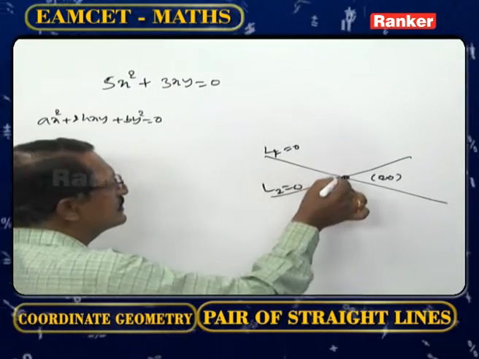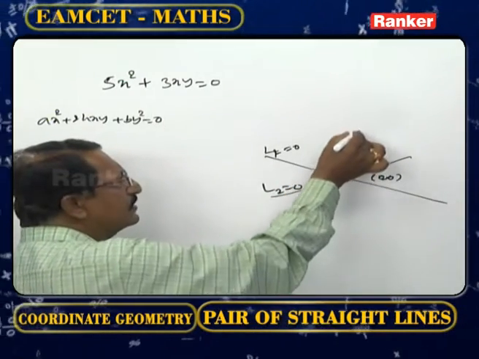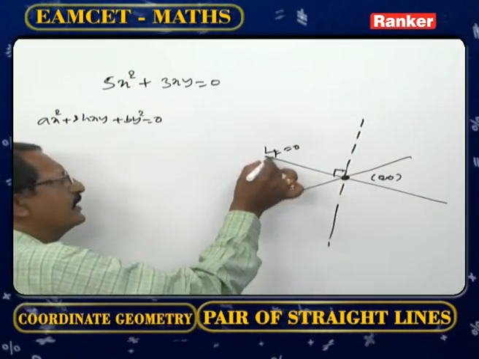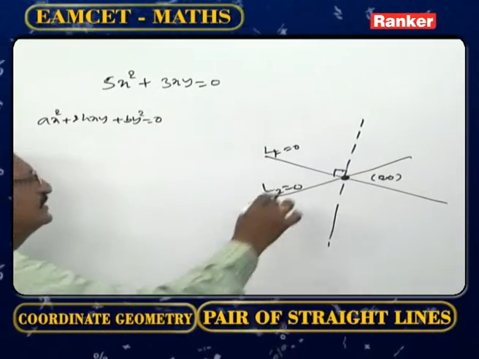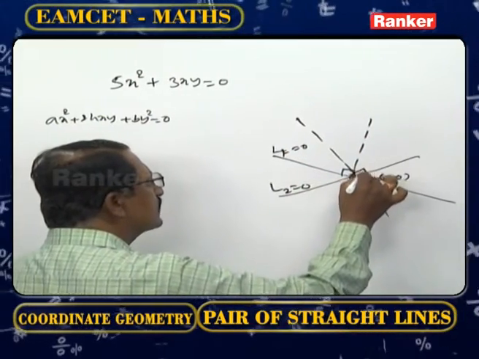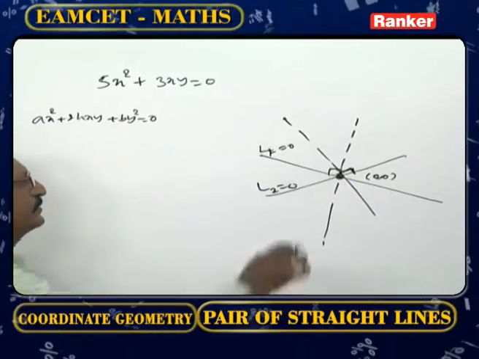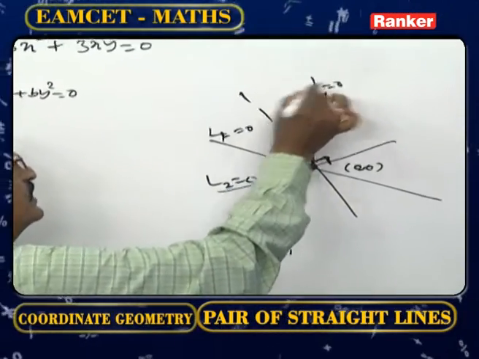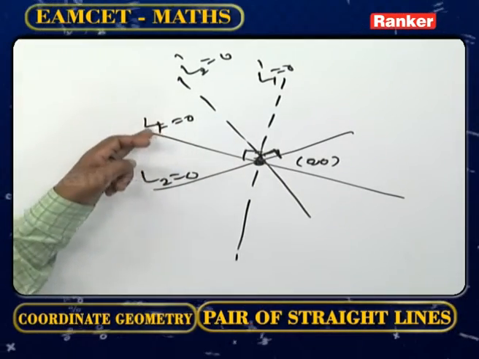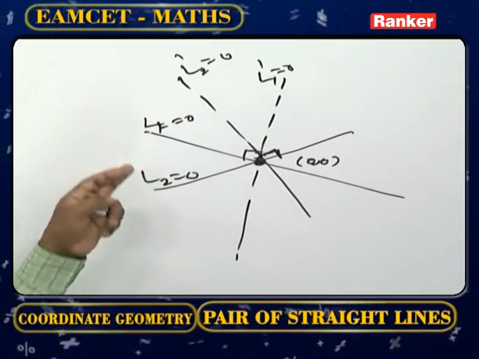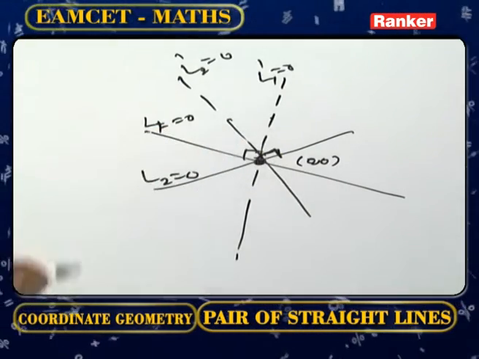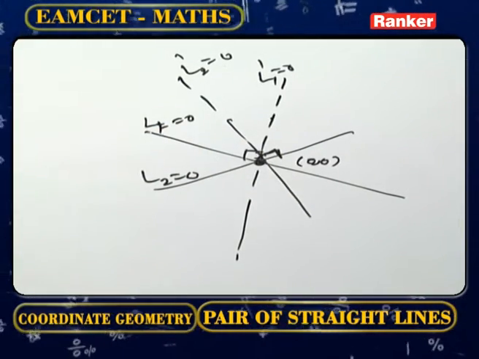Now required equation of the pair of lines passing through origin and perpendicular to the pair of lines, means one line perpendicular to one of the line of the given pair of lines, second line perpendicular to second line of the given pair of lines. If suppose L1 dash, L2 dash, L1 dash equals to 0 perpendicular to L1 equals to 0, L2 dash equals to 0 is perpendicular to L2 equals to 0. Required equation, combined equation of the pair of lines passing through origin and perpendicular to the given pair of lines.